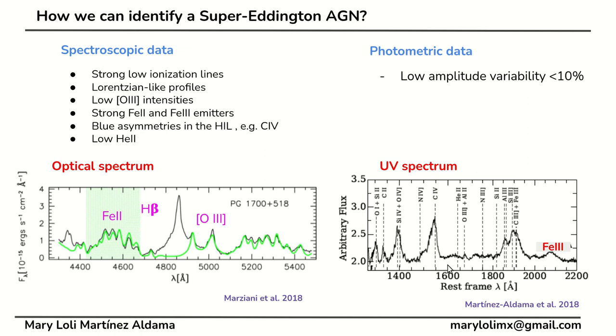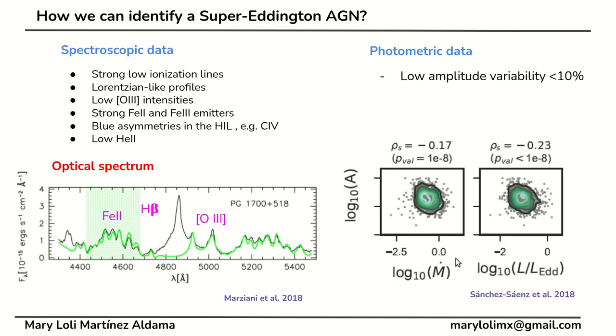And usually in the UV, we do not get a strong contribution of He II. In the photometric data, we have observed, with results coming from reverberation mapping and also from other catalogs, that the variability is less than 10%. And in this diagram, using an independent sample, you will see that there is a negative correlation between the amplitude of variability and the Eddington ratio.